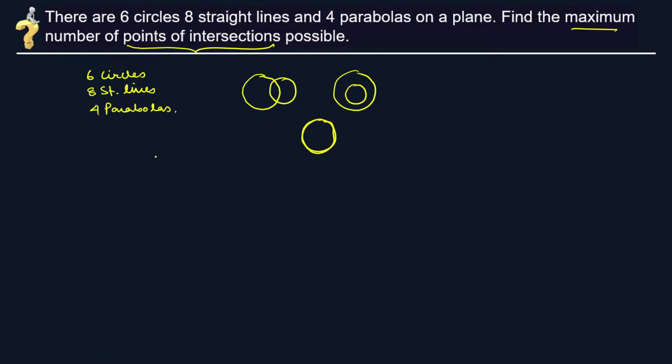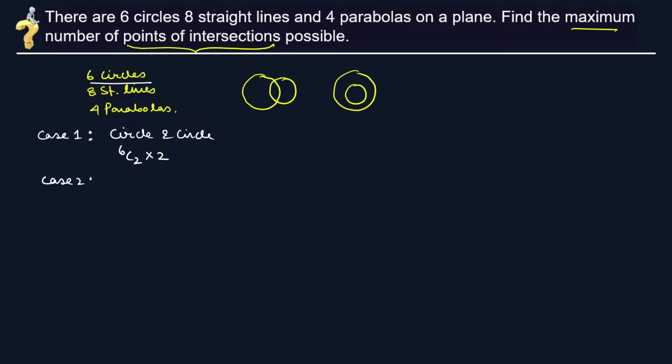Now, how many such points of intersection are possible? We have to consider cases here. Case 1: the number of points of intersection when a circle intersects a circle. In how many different ways can you choose 2 circles from these 6 circles? It is 6C2. And for 2 circles, the maximum number of points of intersection will be 2. Therefore, the maximum number of intersections when two circles intersect each other out of the 6 circles will be 6C2 into 2. Is it clear or not?